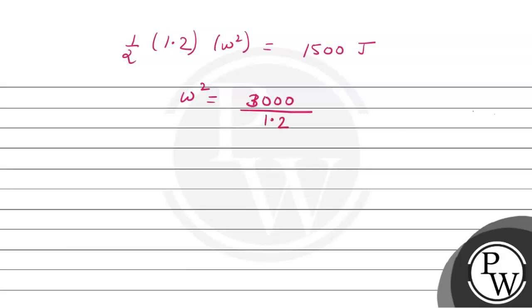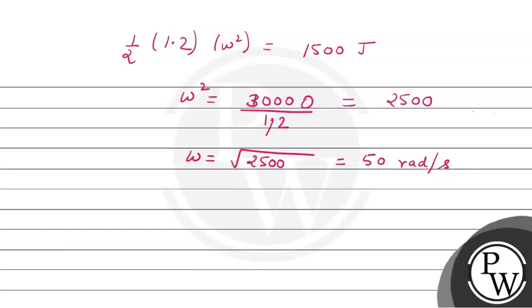So let's calculate. Half into 1.2 into omega square is equal to 1500 joules. So omega square will be 3000 divided by 1.2, which will be equal to 2500. So here omega is equal to root 2500, which is equal to 50 radian per second. So this is our angular velocity, which is 50 radian per second.